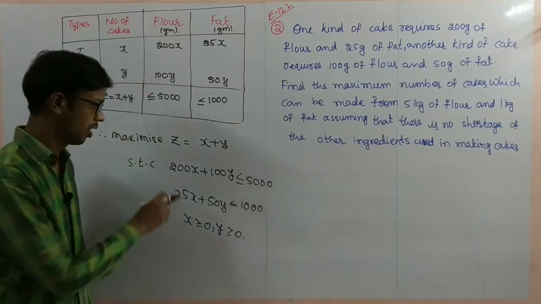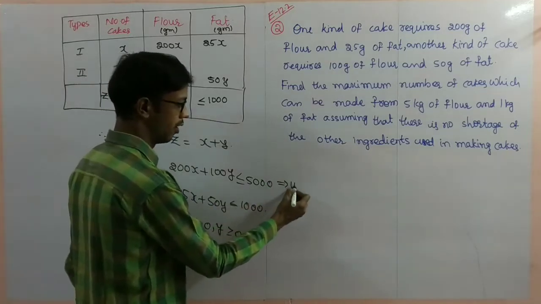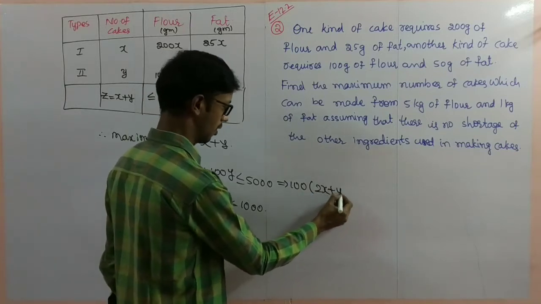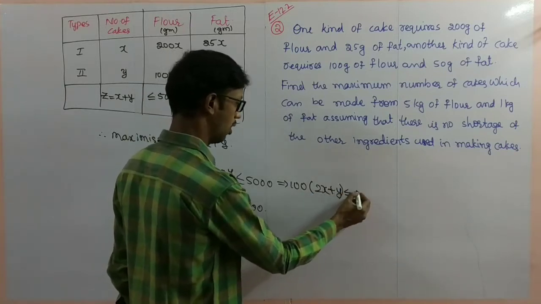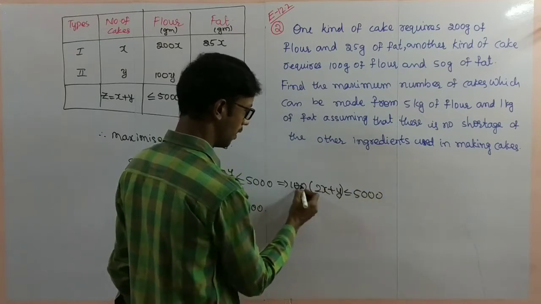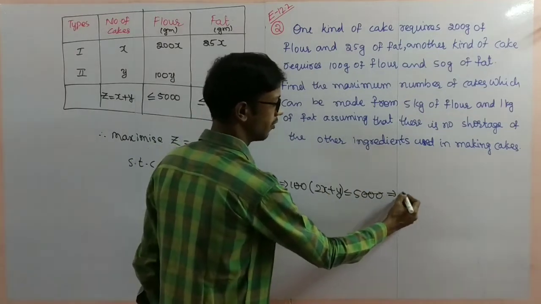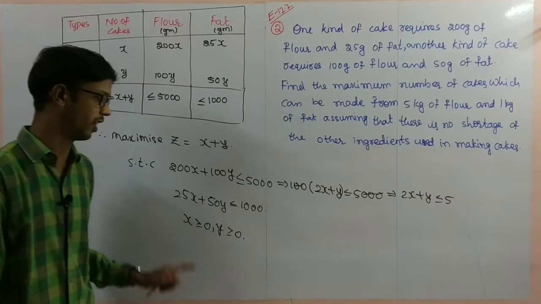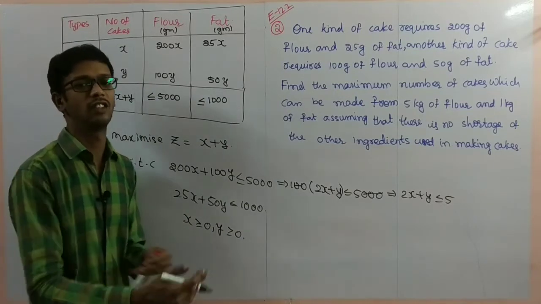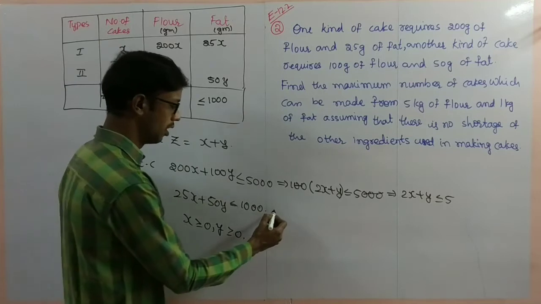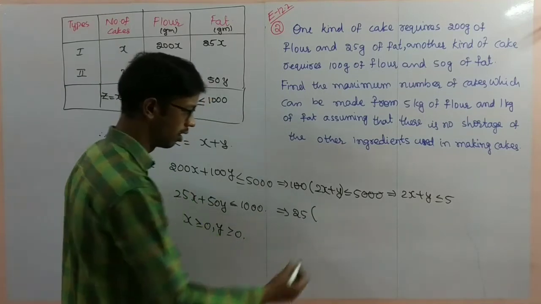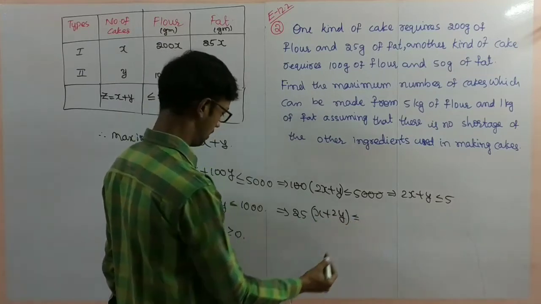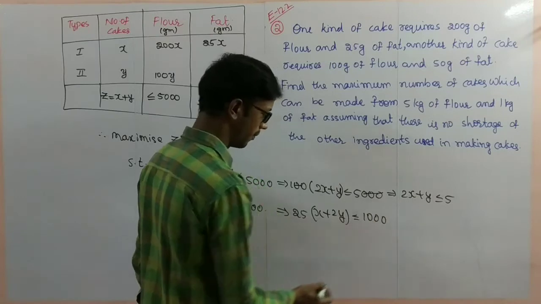And here you can make a simplification. If you take 100 common, 2X plus Y is less than or equal to 5000. Here this 2 cancels. So now the constraint will become 2X plus Y is less than or equal to 50. First constraint simplification. If you are making the graph, it is easy. You can make the graph easily at that time. So now here also, if you take 25 common, X plus 2Y is less than or equal to 1000.